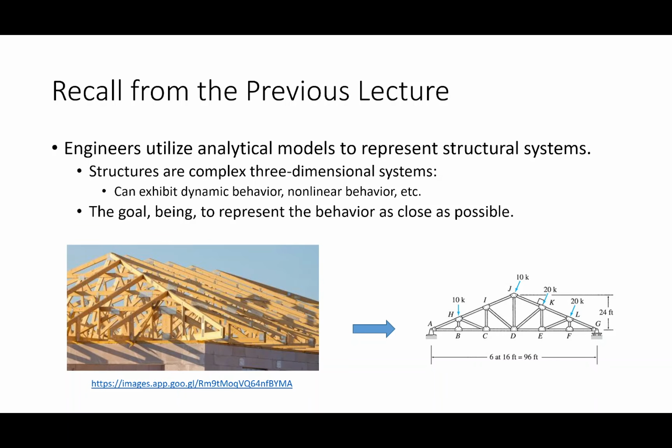Okay, so in the last lecture, what we talked about was taking structures, which are complex 3D systems, and turning them into this, okay? The goal with these idealizations is to represent the behavior as close as possible. So I guess it's worth mentioning that when you take a complex 3D system and you idealize it into something like this, you do lose a tiny bit of accuracy. That's just the truth. But with that accuracy comes ease of analysis and really possibility of analysis, and really the end goal is the purpose of design.